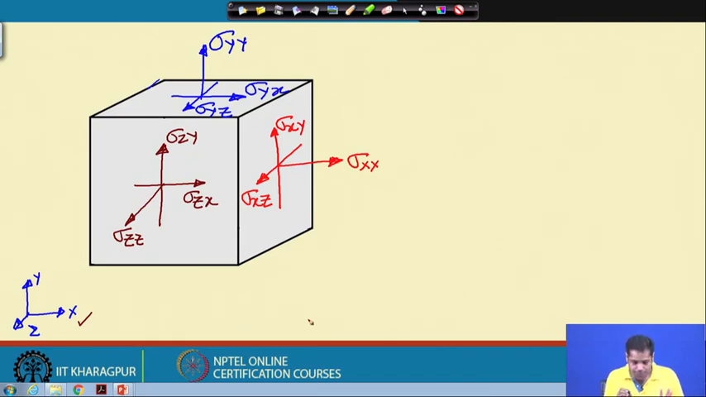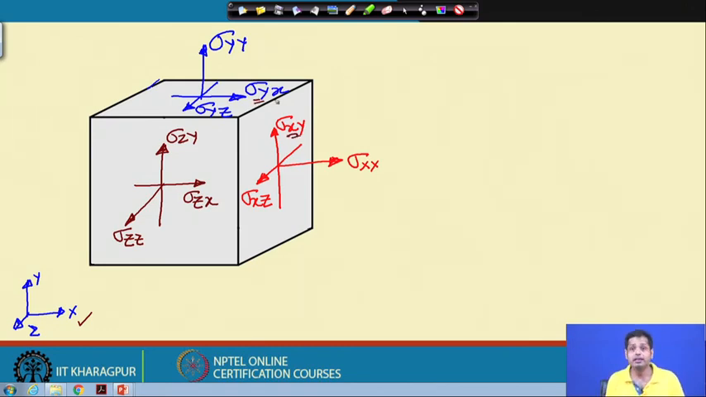Okay. So now, this is the graphical representation of the stress at a given point in 3 dimensions. How many components of stress do we have? We have a total of 9 components, 3 normal stresses and 6 shear stresses, 2 on each plane. But if we apply the symmetry, the moment equilibrium, we can show that the shear stresses sigma xy and sigma yx are the same.